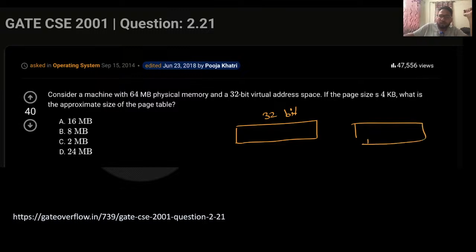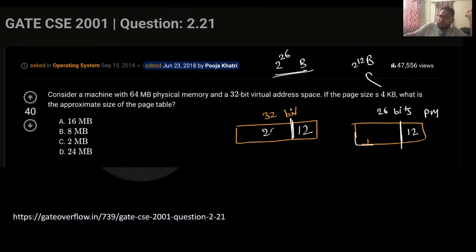64 MB means 2 power 6 into 2 power 20, which is 2 power 26 bytes, right? Most probably it is byte addressable, so that's why you have 26 bits for the physical memory. If page size is 4 KB, which means 2 power 12 bytes, then 12 bits are for the page size, so the remaining is 14 for physical memory, and for virtual memory the remaining is 20.